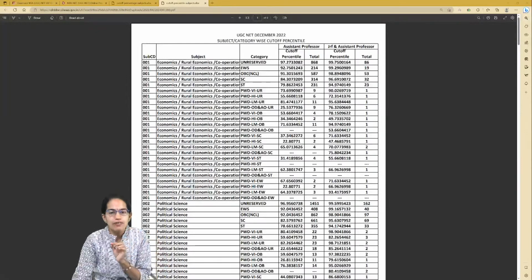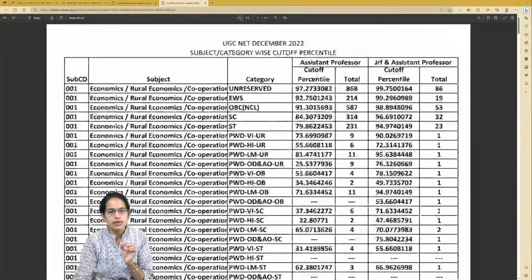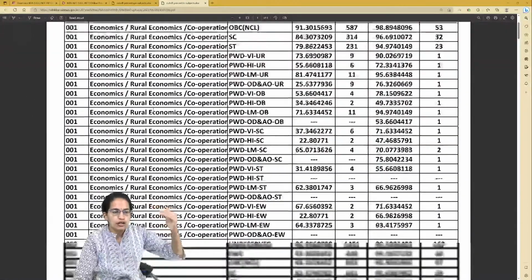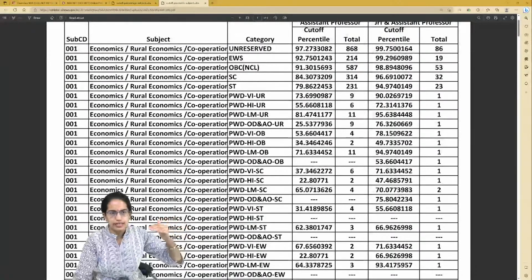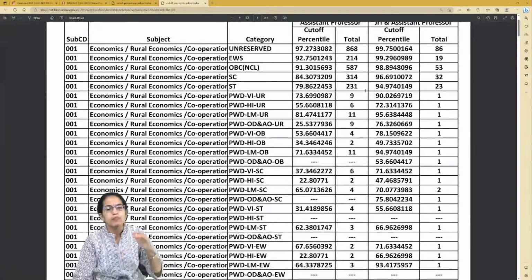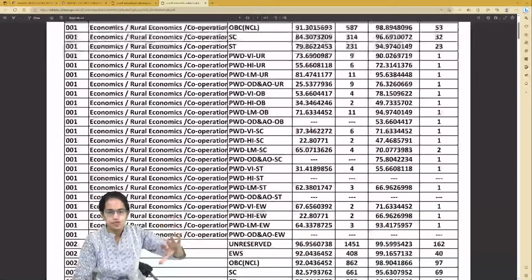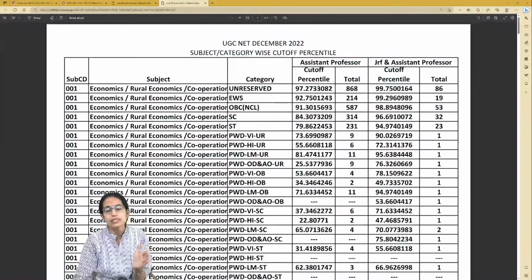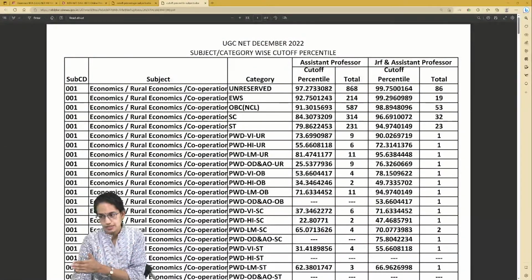Now, here we have another column, total. This total represents the number of students who have qualified for assistant professor. Across each subject, there are different categories: unreserved, EWS (economically weaker), OBC, then SC, ST, PWD. Within PWD, you have unreserved, OBC, SC, ST. So there are various categories for each subject, and the cutoff percentile across each subject has been given.